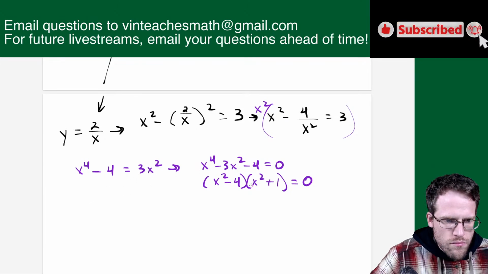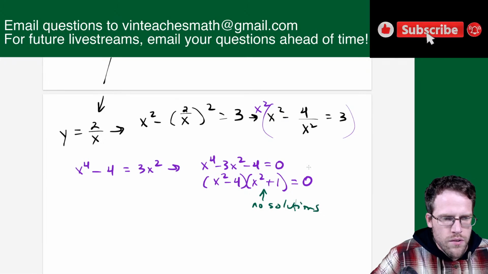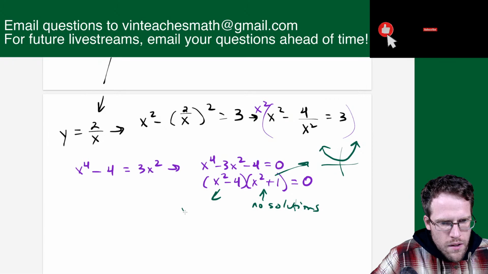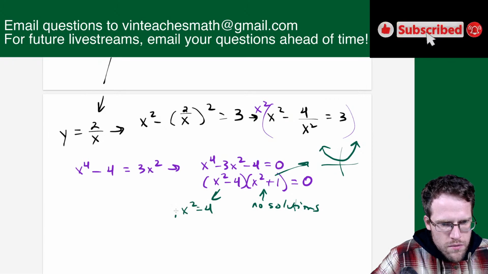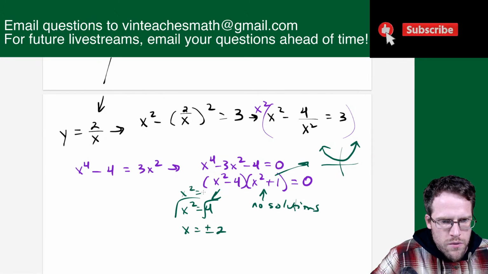Yeah. So this has no solutions. Okay, this will never equal 0. Like x squared plus 1 never hits the x-axis. So no solutions. But this one, you could set equal to 0, take the square root, x equals plus or minus 2. Okay? So that's coming from x squared equals 4.